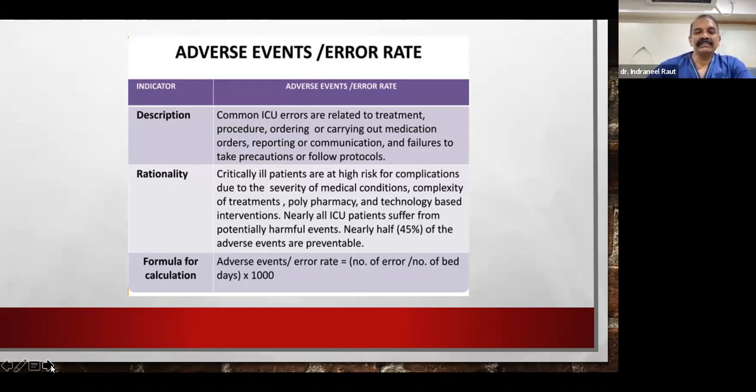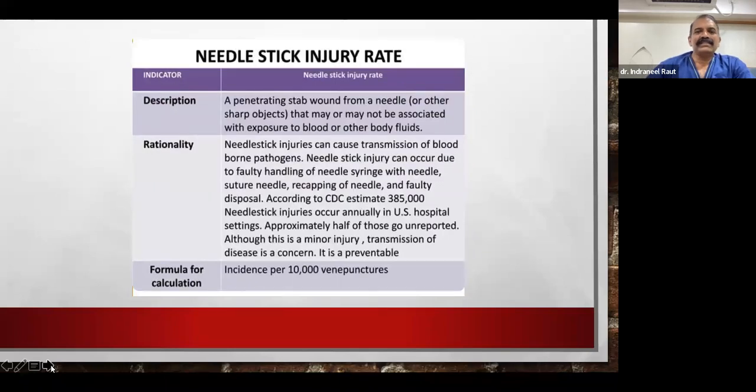So how do you capture the adverse events? The adverse event or error rate is the number of errors upon the number of bed days into 1,000. Needlestick injury rate is from the safety perspective of the staff. I think a lot of us now are using those safety cannulas when putting IV cannulas, where once you are out, it forms a hub, and we are not supposed to recap. All of us know. Because needlestick injuries can cause deadly diseases like HCV, HIV and HBV, you have to monitor, as it's an important indicator, and the incidence per 1,000 venipunctures has to be measured.